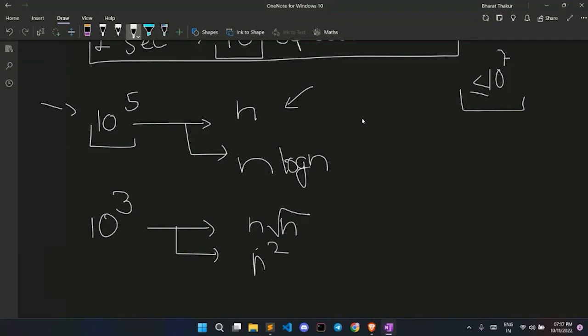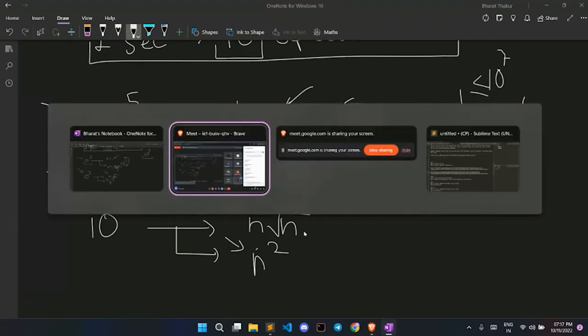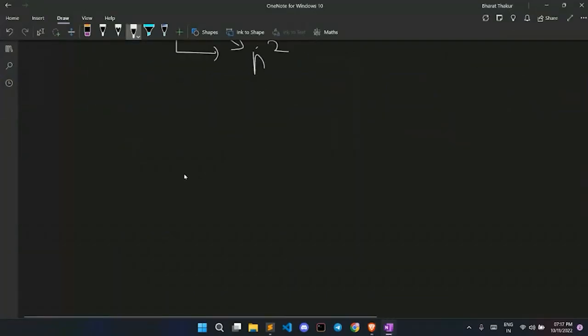Okay, and then when you are given the constraints like 10 power 5, you should think of n or n log n solutions. This is not compulsory, like it will not always be n or n log n. It can be a lesser complexity solution, but at worst you should have these two complexities in mind. And for 10 cube, n square root n or n square, something like this. So these were some of the things that you should know.